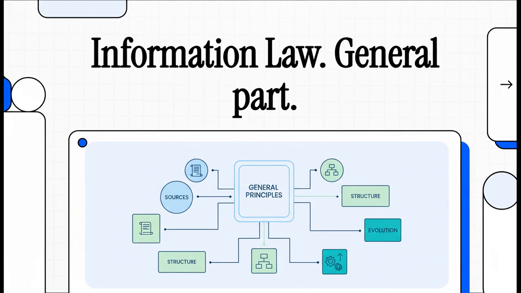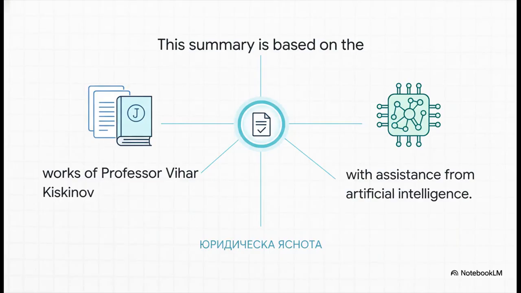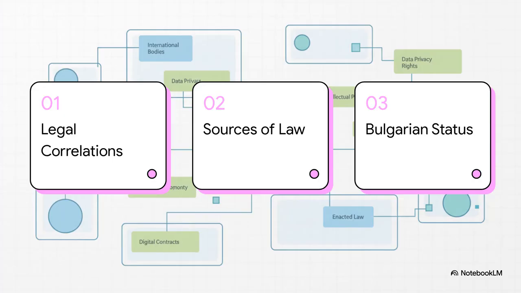Information Law, General Part. This summary is based on the works of Professor Vihar Kiskanam. We will approach this topic in 3 distinct parts. First, we will examine the correlation between information law and other branches of law. Second, we will look into the sources of information law. And finally, we will discuss the current status of Bulgarian legislation in this area.